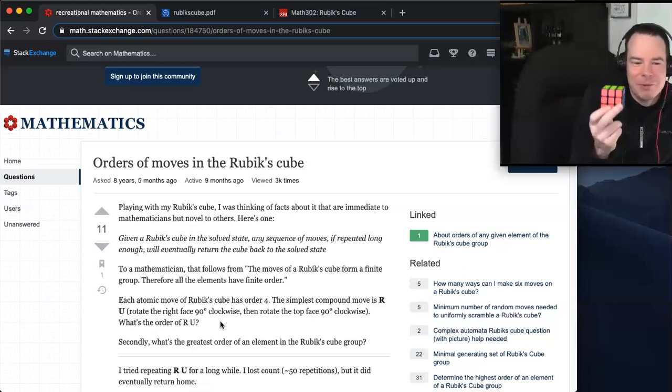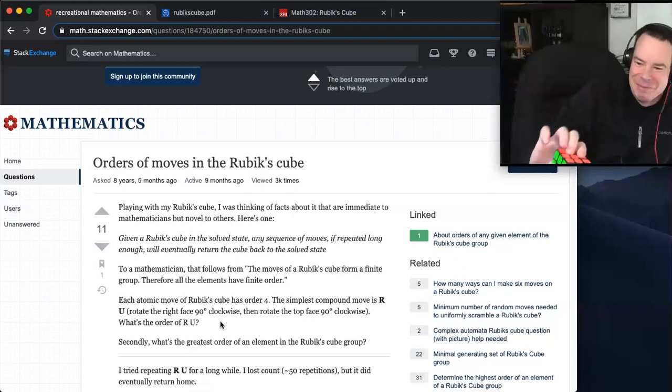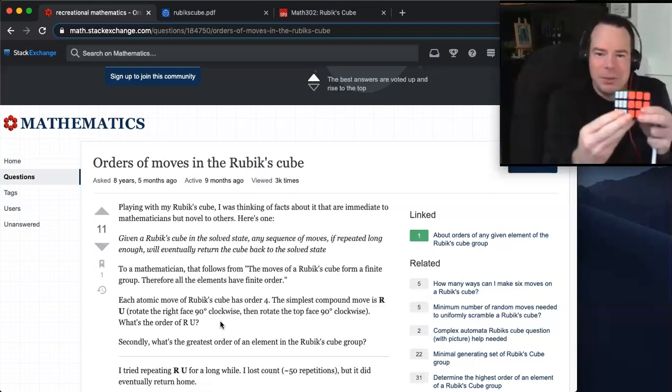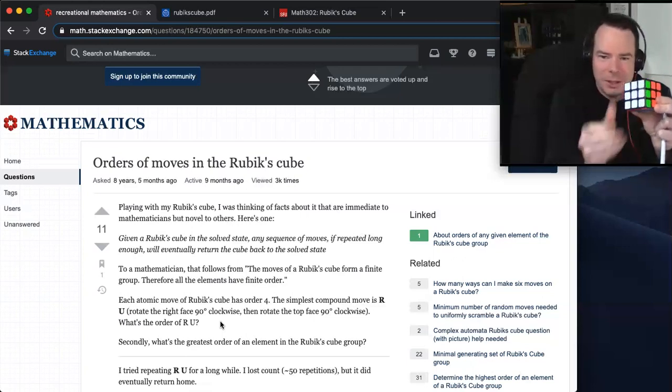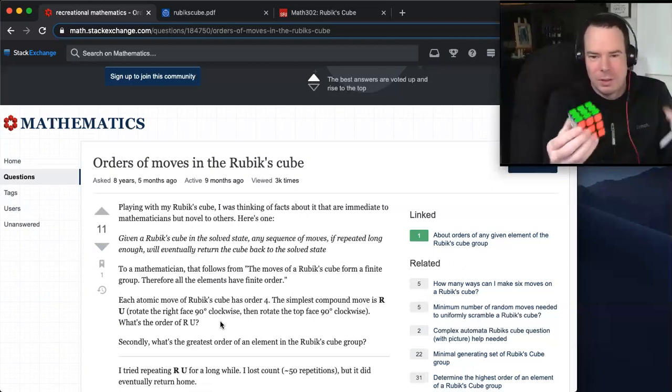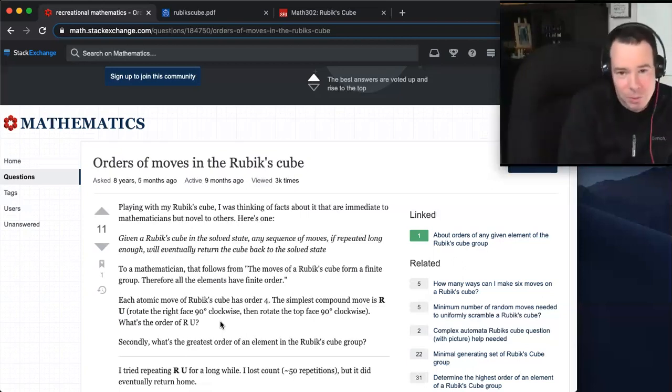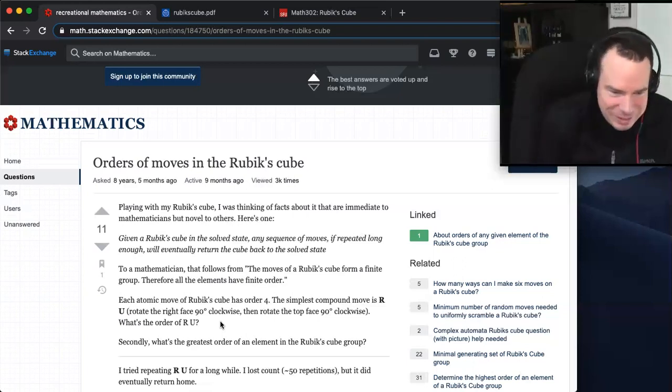And so an atomic move is when you smash it against the wall because you're just so frustrated. No, that's not an atomic move. An atomic move is an atom, so the building blocks. The building blocks are a quarter twist of a face. So the atomic moves are like a quarter twist of the right face in the clockwise direction, or in the counterclockwise direction. Those are what they meant by atomic moves.